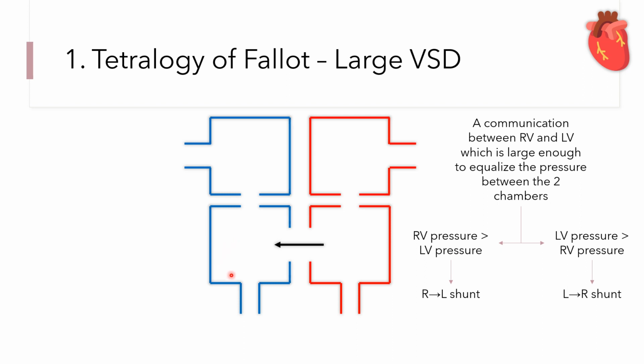So this large VSD must be present in a tetralogy of Fallot. This is the first change seen in a case of tetralogy of Fallot. Second change, what is the second change? Second change is this.